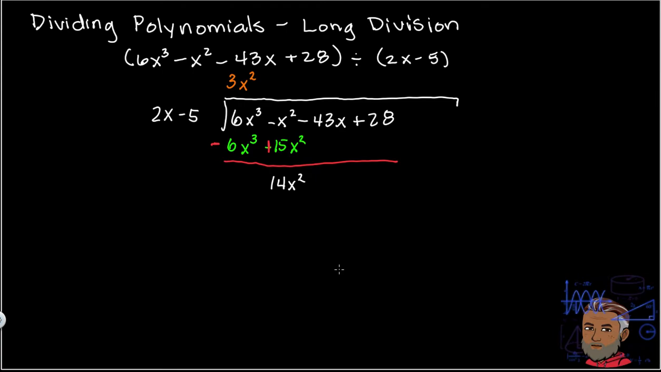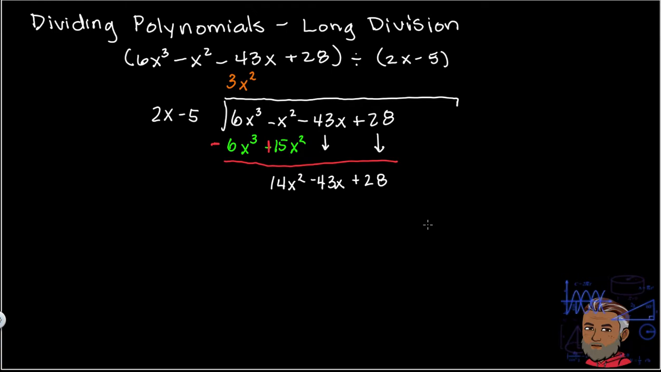And then we move into step number 4. Step number 4 is to bring down the rest of what we are dividing. We are dividing the negative 43x, so we're going to bring that down, and we are dividing also the plus 28 component. So that right there is the last step. And then we repeat the process.